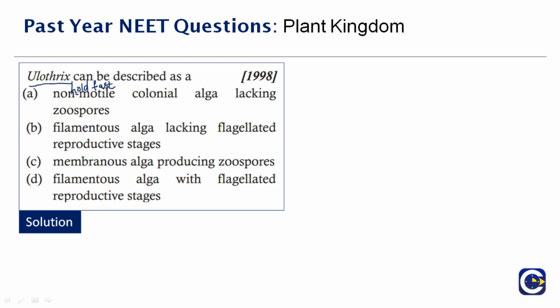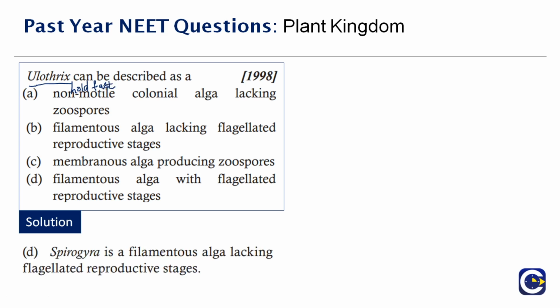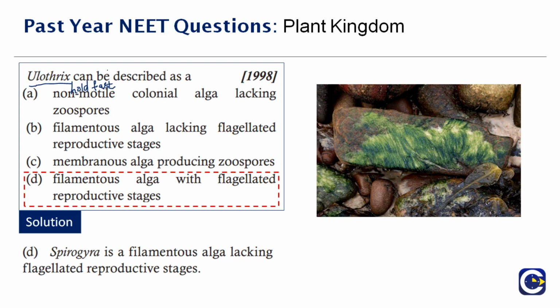As we already discussed, it has filaments, so it is a filamentous algae. So it should be option A, B or D. But the important thing to be identified in Ulothrix is this: in the solution they have given that Spirogyra is a filamentous alga lacking the flagellated reproductive stage. So here the correct answer is option D.